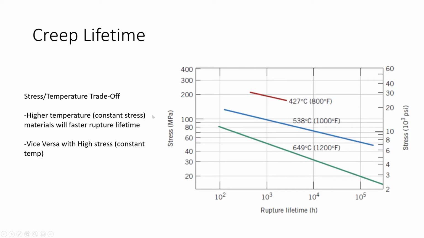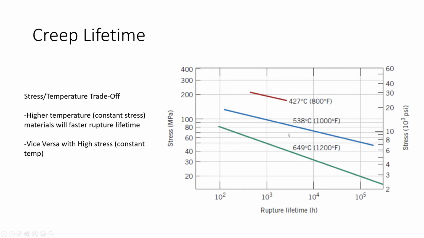A higher temperature at a constant stress will give materials a faster rupture lifetime. If you look at the constant stress, let's take 80 megapascals at this point, the material at 649 degrees Celsius compared to the material at 538 degrees Celsius. The material at 649 will rupture as soon as 10 to the power of 2 hours. However, at the same stress level, the material on this blue line at 80 megapascals will rupture at almost 10 to the fourth hours. So it also occurs vice versa.